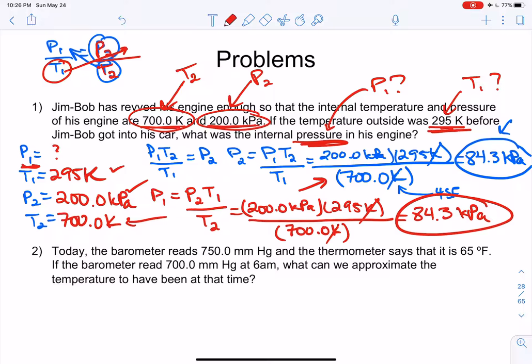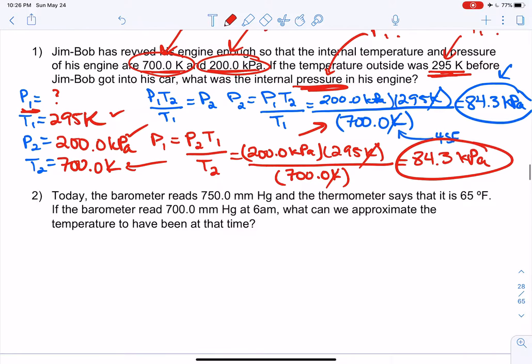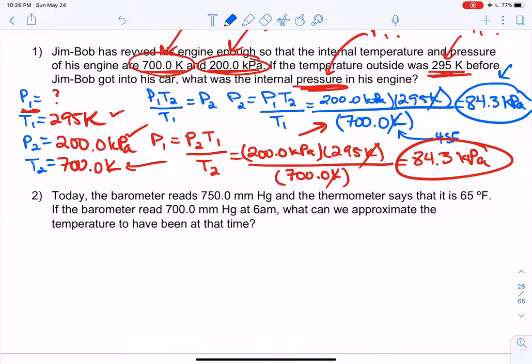Okay, so today the barometer reads 750 millimeters of mercury and the thermometer says it's 65 degrees. If the barometer read 700 millimeters of mercury at 6 a.m., what can we approximate the temperature to have been at that time? Now, there's all kinds of other variables that go on here, but if we're just trying to solve it and be really simple, we'll go ahead and use Gay-Lussac's law. And I'm going to switch back to blue because I like blue better.